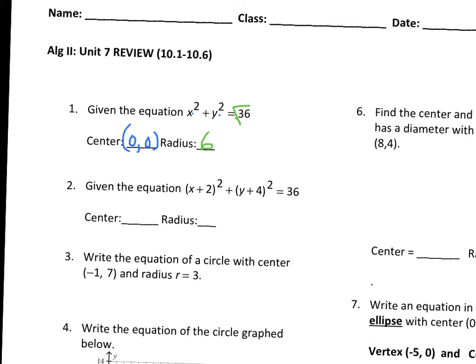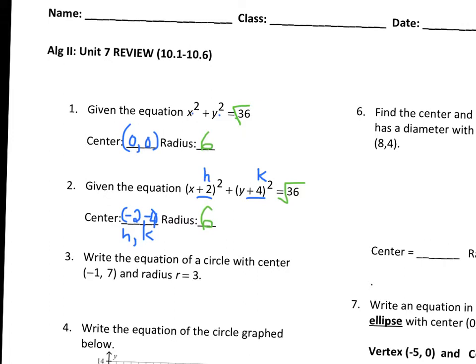The same kind of thing is going to happen on number 2. The number next to the x is the h, and the number next to the y is the k, and we're going to put them in that order with the opposite sign. So since it's plus 2, we're going to have negative 2, and since it's plus 4, we're going to have negative 4. And then we'll take the square root of that number, which is the radius, 6.